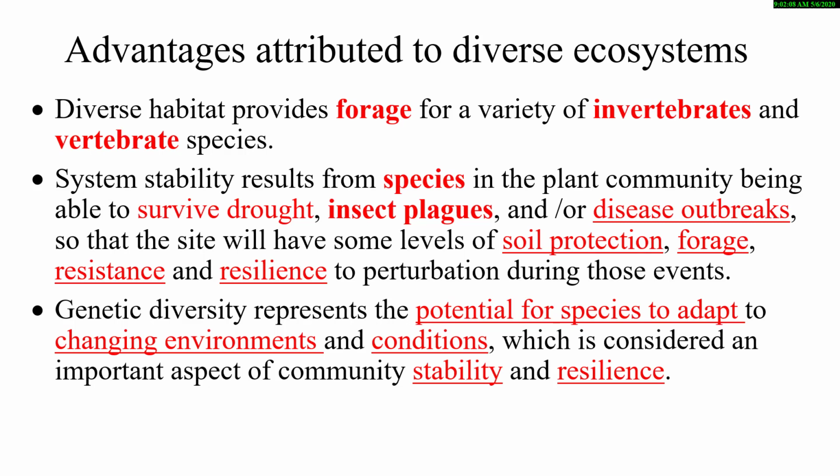Genetic diversity also represents the potential for species to adapt to changing environmental conditions, which is considered as an important aspect of community stability and resilience. When a system is diverse at the genetic level, such a system is more stable. Such a system is more resilient to environmental shocks, to any environmental perturbations, such as climate change, etc.